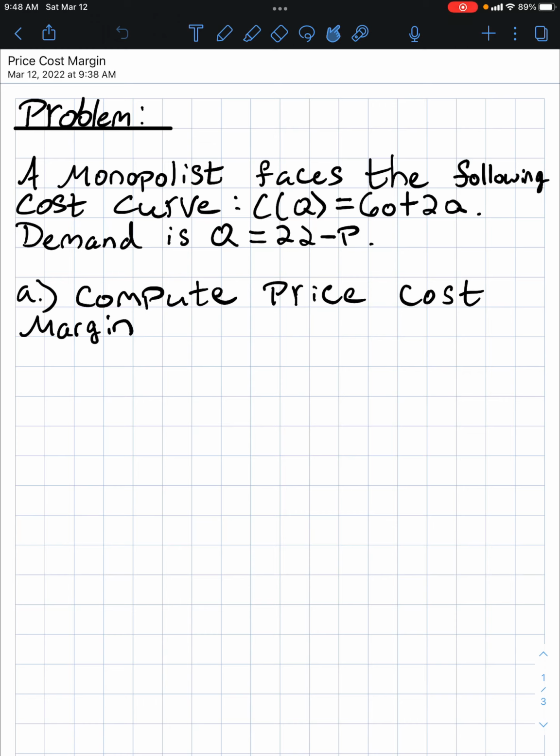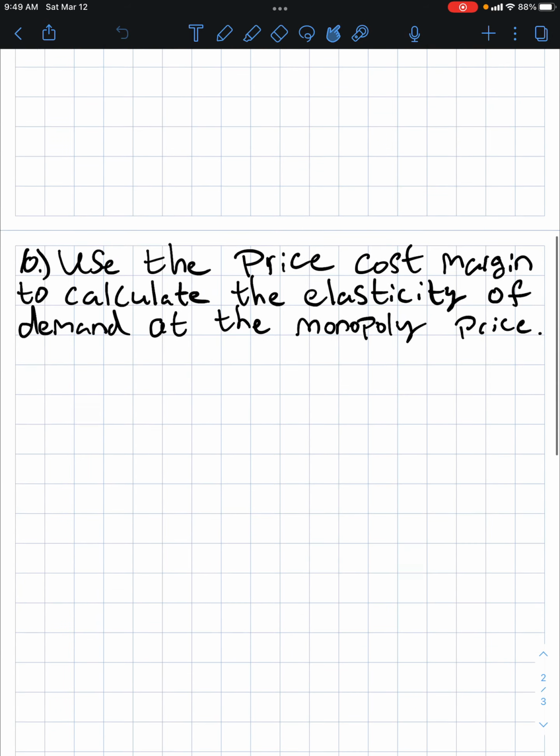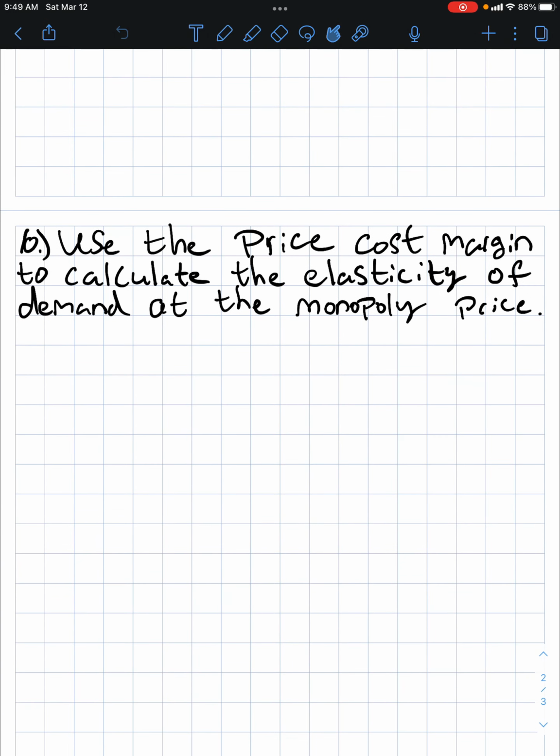Today we'll be working on a price cost margin problem. The problem: a monopolist faces the following cost curve, C of Q equals 60 plus 2Q. Demand is Q equals 22 minus P. Part A, compute the price cost margin. Part B, use the price cost margin to calculate the elasticity of demand at the monopoly price.